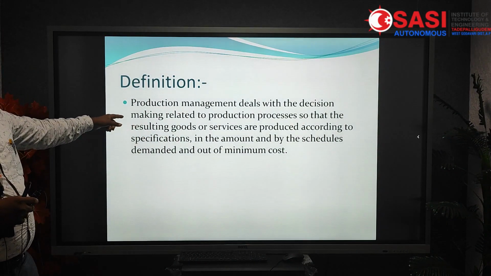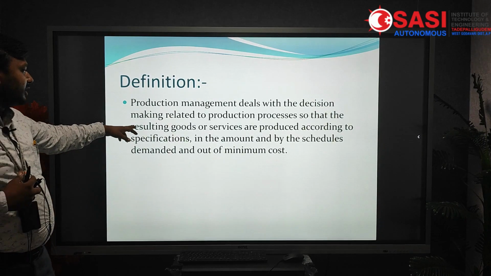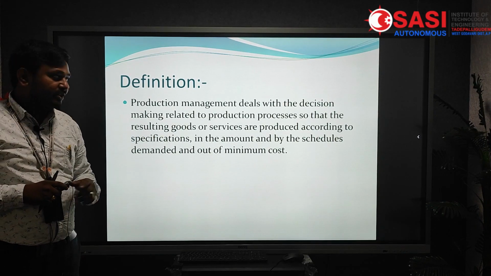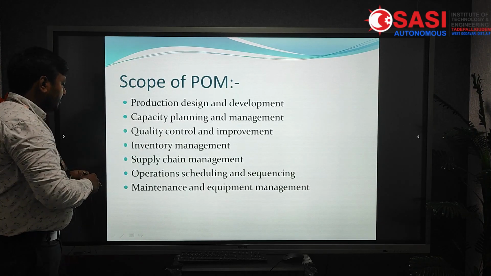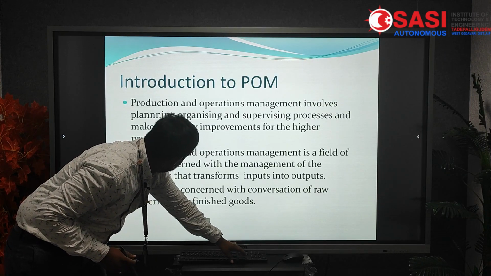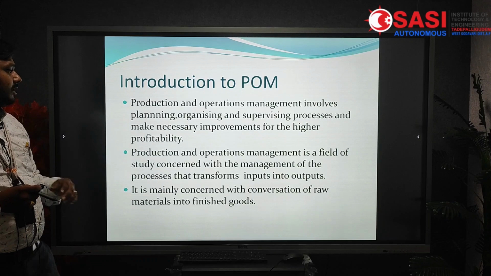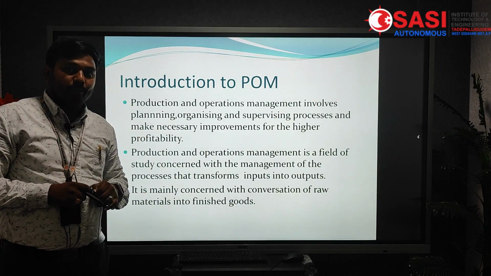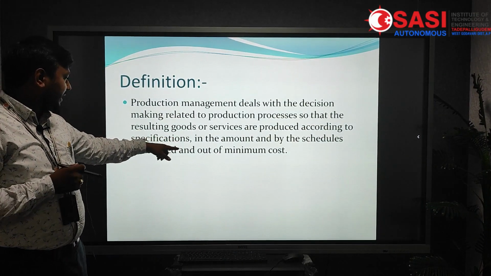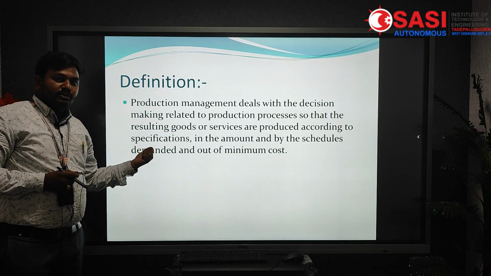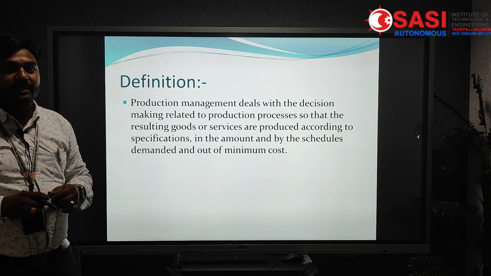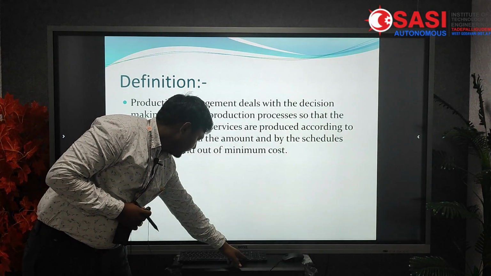So here it is the definition of production and operations management. It is related to the production process that results goods or services are produced according to the specifications, to make necessary improvements. So the production and operations management is related to producing the goods or services according to the specifications and amounts that are demanded by the customers at a minimum cost.